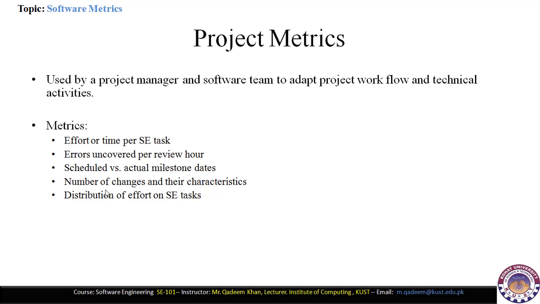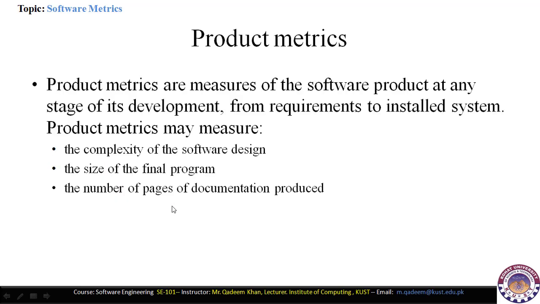And then at the end we have distribution of effort on software engineering tasks. So we uniformly distribute our effort required to complete the software engineering tasks. Here effort means that the team and the different people responsible to complete the project, their effort on each and every software engineering activity.